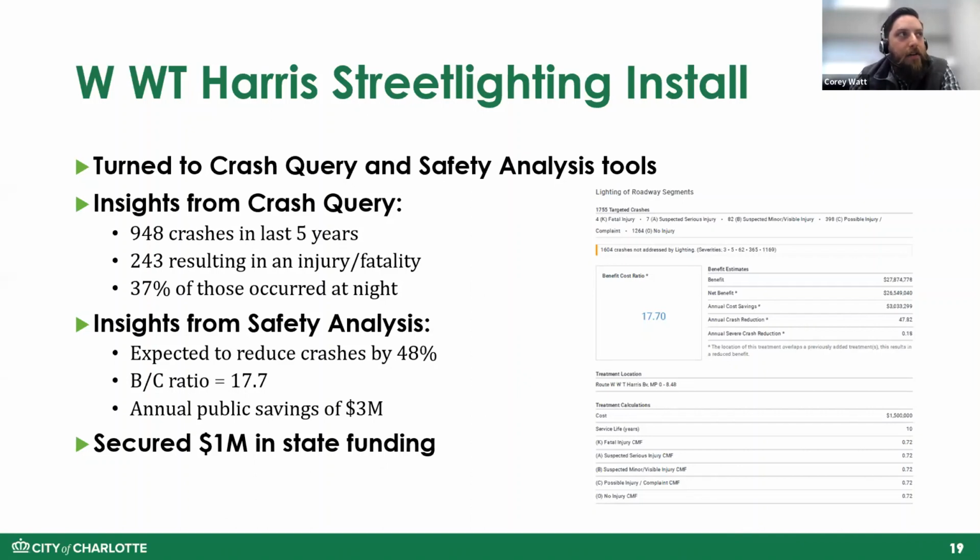And what that analysis found was that by adding lighting along this corridor, we were expecting to reduce crashes overall by 48%. And that let us quantify our own B2C ratio here of 17.7. And then the tool gave us an estimated annual public safety savings of $3 million associated with those reduced crashes, the cost of injuries and fatalities and property damage. That let us tell a story.